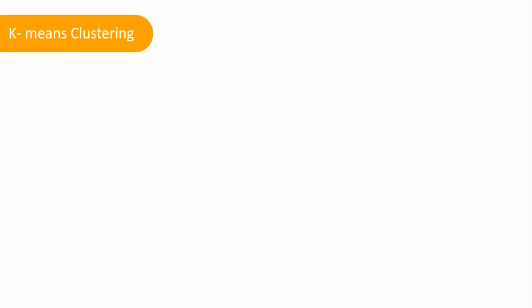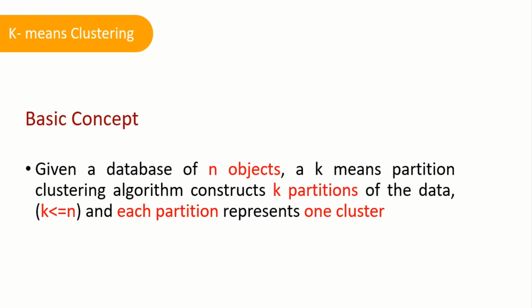So let us now look at the very first method that we use under the partitioning approach, which is K-means clustering. The basic concept behind K-means clustering is that we are given a database of n objects, and a K-means partition clustering algorithm constructs K partitions of the data such that K is always less than or equal to n, and each partition represents one cluster. The key term is: each partition represents one cluster.